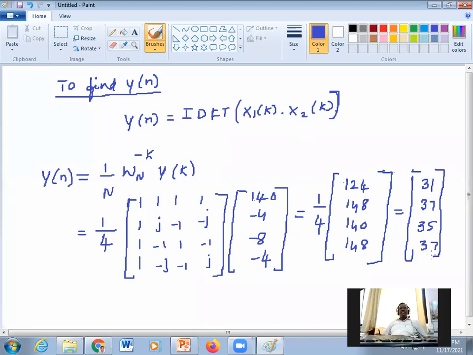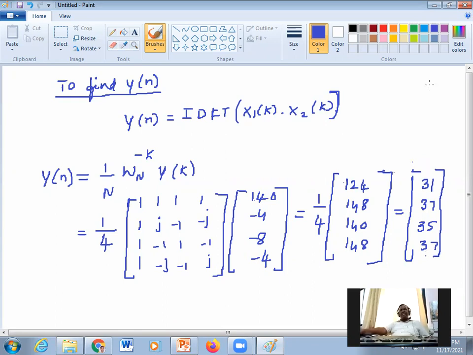I am taking the same sequence for different methods. Same answer. Same answer means you can use any method for calculating our circular convolution. You can use either the concentric circle method, or the matrix method, or the DFT IDFT method to find a circular convolution.